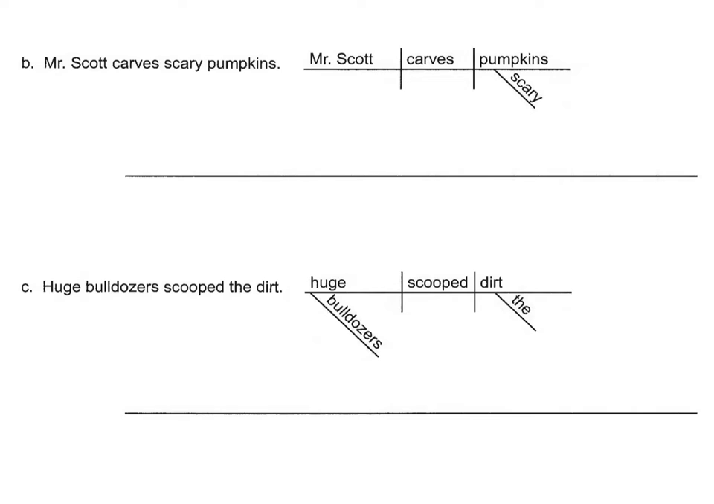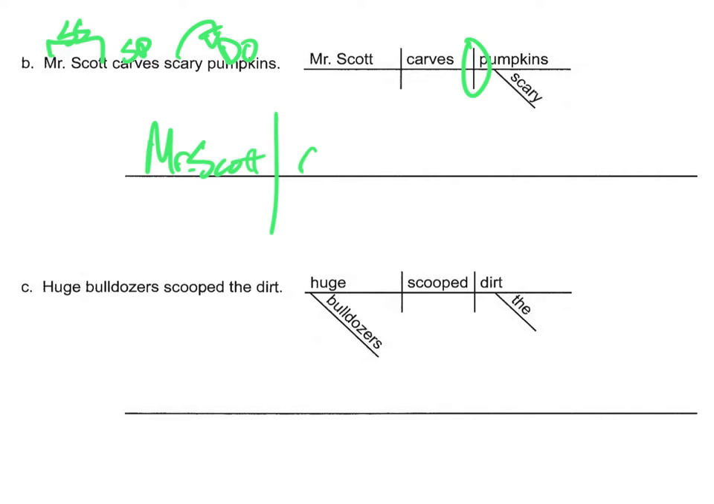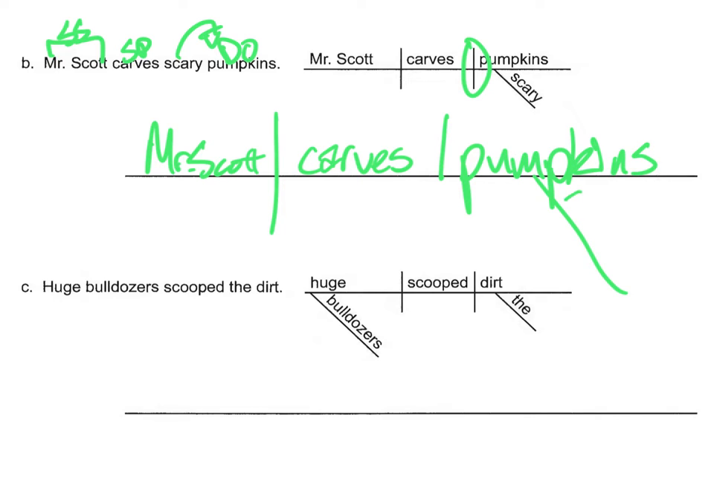Mr. Scott carves scary pumpkins. Who or what is this about? It's about Mr. Scott. What does he do? He carves. What does he carve? Pumpkins. What kind of pumpkins? Scary. Okay. This one looks like everything is in the right spot over here, but notice this line. That line is for dividing a subject and predicate, and unfortunately, it should only be a half line there to separate the simple predicate and the direct object. So let's rewrite. Mr. Scott, carves, half line, pumpkins for the direct object. Scary.